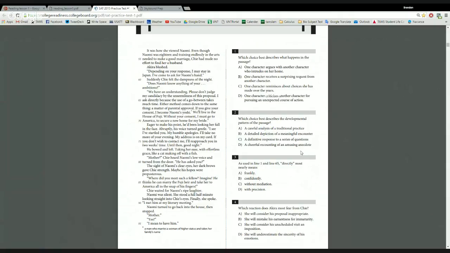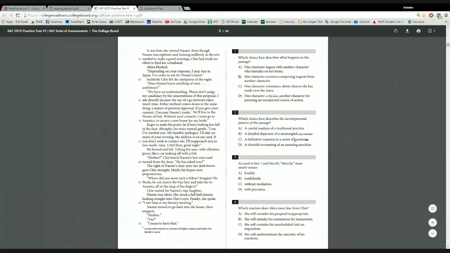The defender responds to a series of questions. That's incorrect. A series of questions may have occurred in the first paragraph, but that's not the whole developmental pattern of the passage. That's only maybe the first paragraph or a few paragraphs after that. A cheerful recounting of an amusing anecdote. Nothing amusing about this anecdote. It's more serious and neutral. The answer is B.